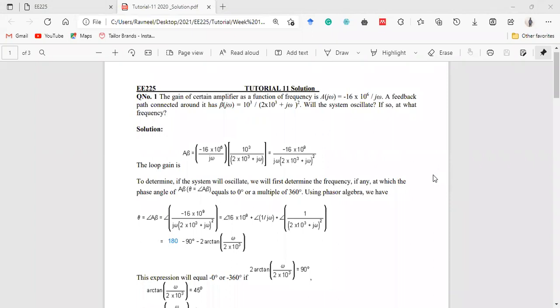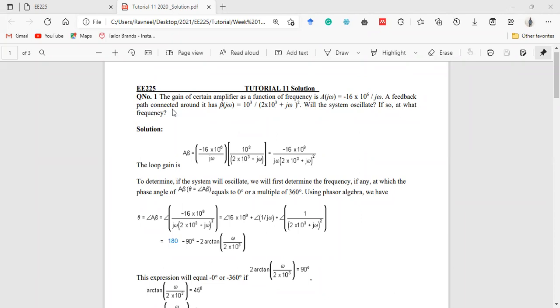Okay, so let's get started. Question number one: the gain of a certain amplifier is a function of frequency, A(j omega) equals -16 times 10 to the power of 6 upon j omega. A feedback path connected around it has a beta equal to 10 to the power of 3 upon 2 times 10 to the power of 3 plus j omega, whole thing squared. Will the system oscillate? If so, at what frequency?